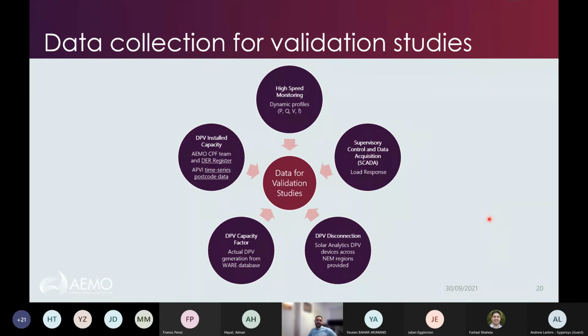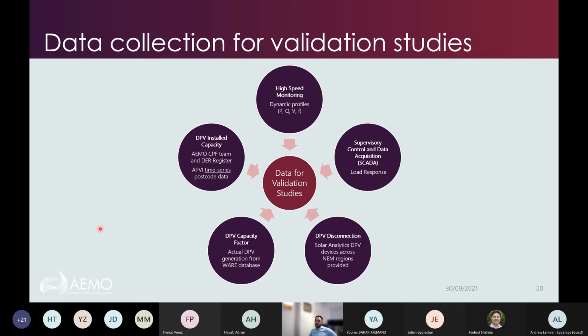So to summarize the data collection for the validation studies, we of course need HSM data. If we're trying to better understand the dynamic response of these models, we need HSM data so we can look at the dynamic profile: the P, the Q, so the active power, the reactive power, the voltage, the frequency. We looked at SCADA data to get the load response. Now, SCADA data, as you're all aware, is 4 seconds, it's crap, it's not time synced. So there's a bit of trial and error there, and there's definitely some error in the operational demand change when we look at that SCADA data. But in any case, it's what we've got to work with.